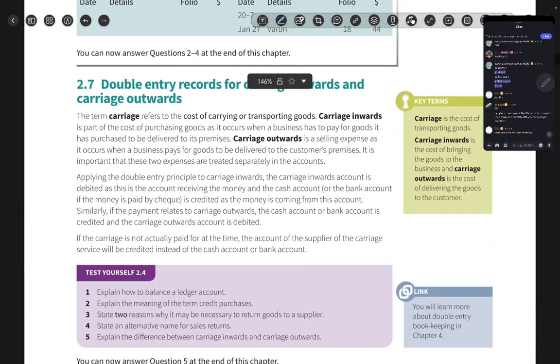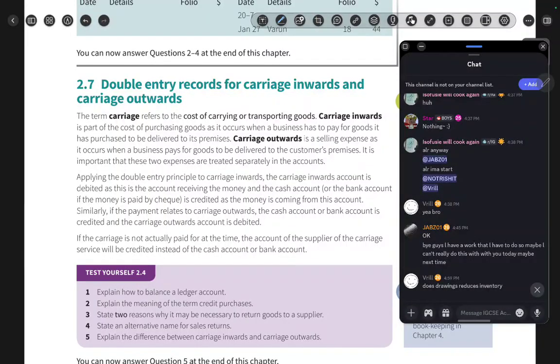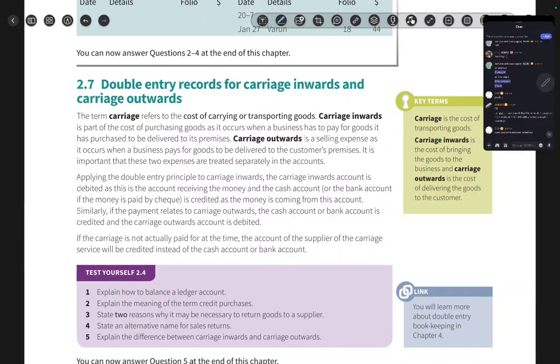Now carriage is the cost of carrying or transporting goods. So let's just say you buy something online, and now carriage is going to be the delivery fees. Okay, so your carriage is your delivery fees.